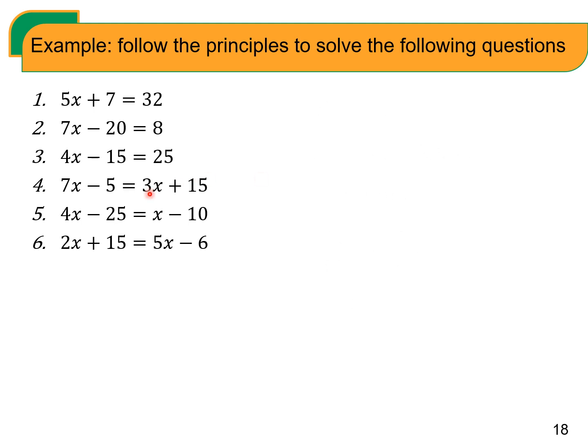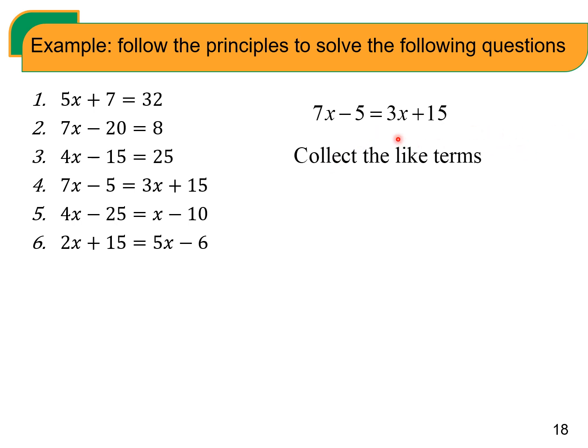Now, let's look at example number 4. 7x minus 5 equal to 3x plus 15. Again, now we have x's on both sides. So what we want to do is isolate x on one side only. Sometimes we call this collecting the like terms, meaning we want all the x's on one side, all the constants on the other side. So it's easier for us.